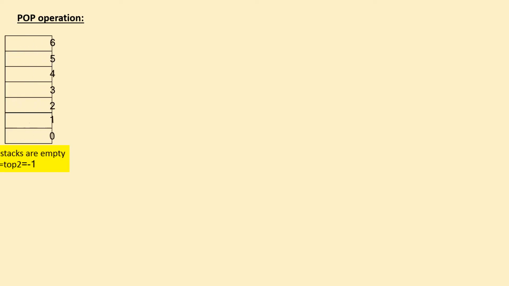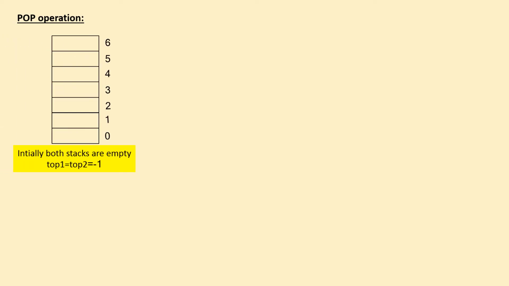Now next is the pop operation. How we can delete elements from either stack 1 or stack 2. So you see here again the situation before implementing this pop operation. First of all we check whether there are elements in the stack or not.